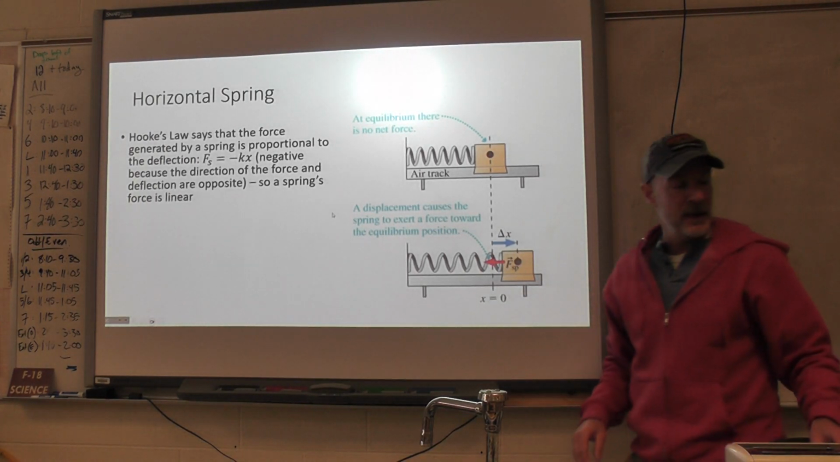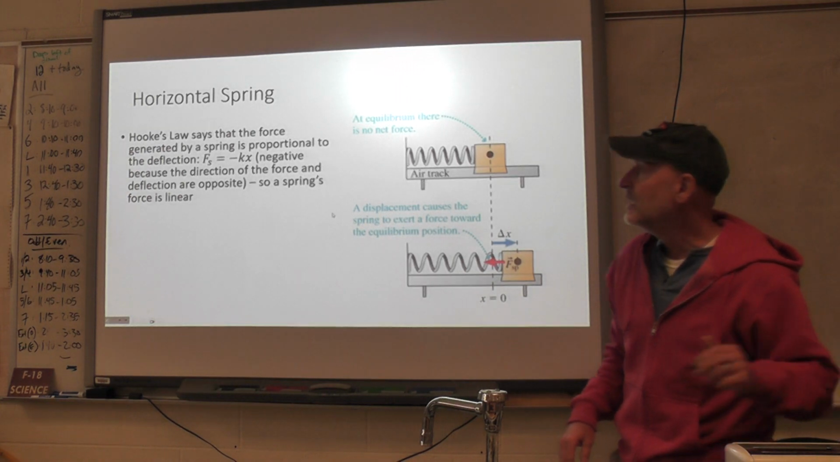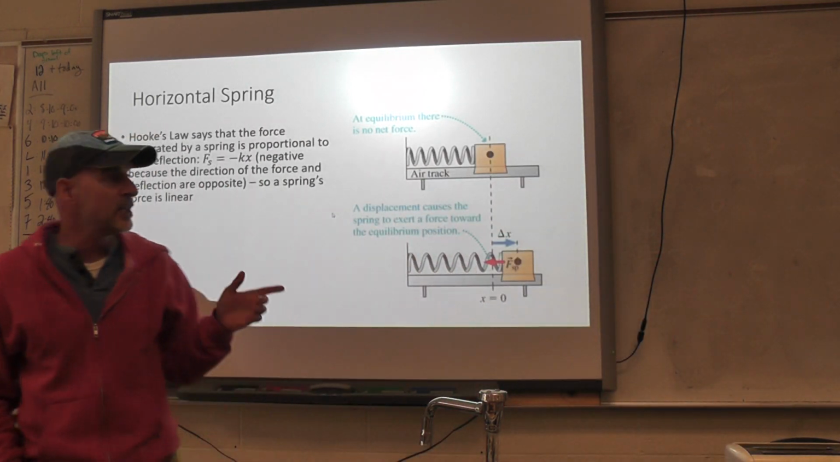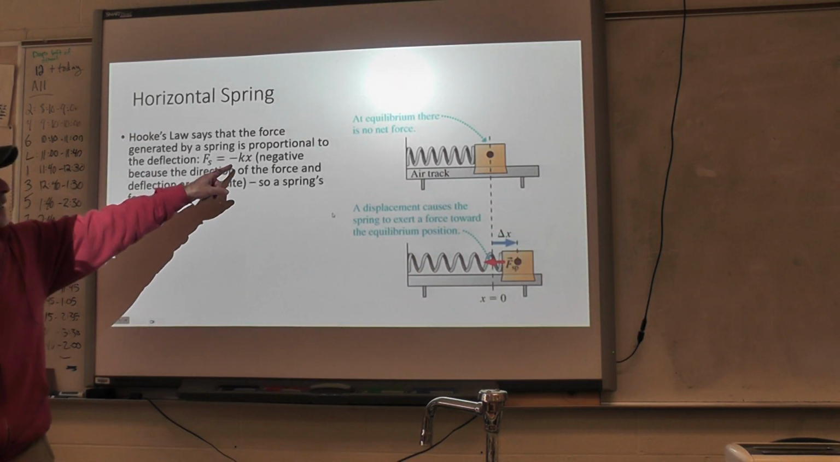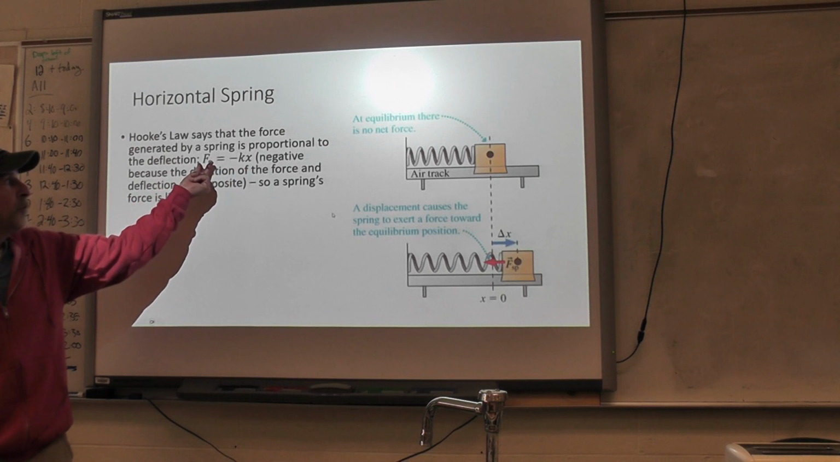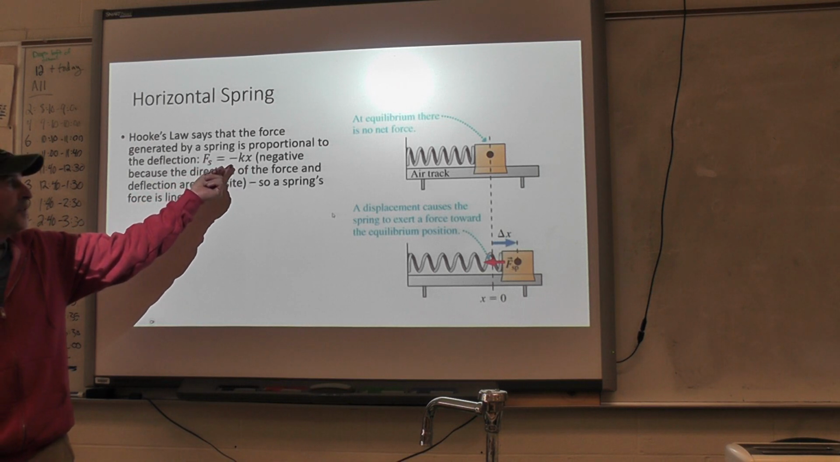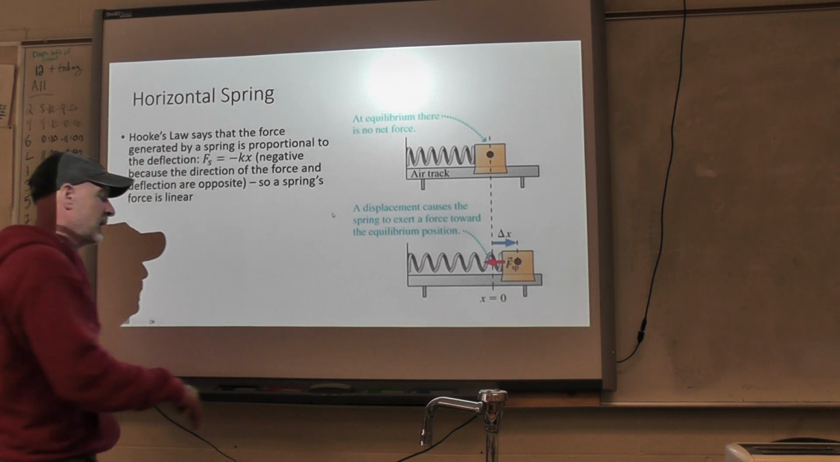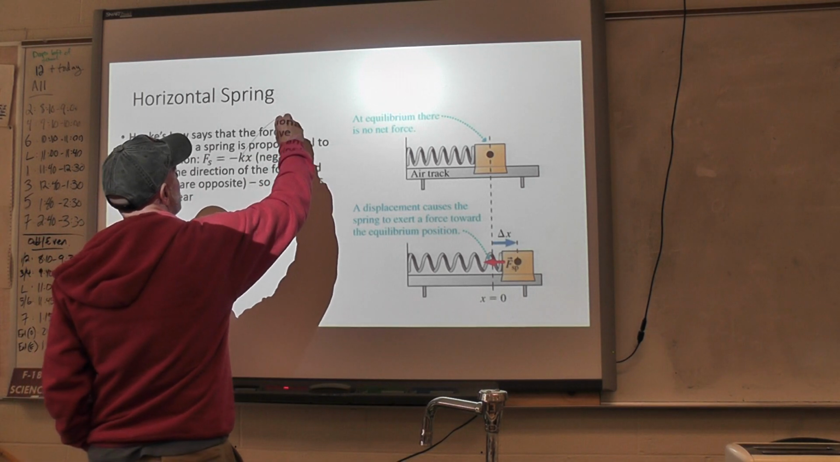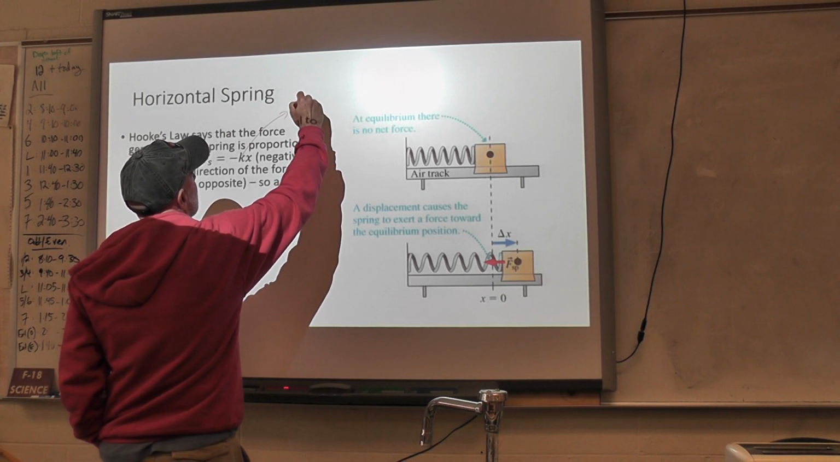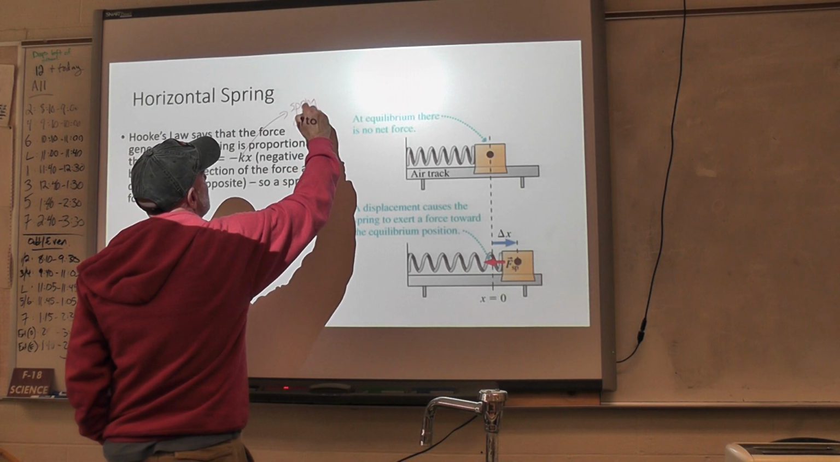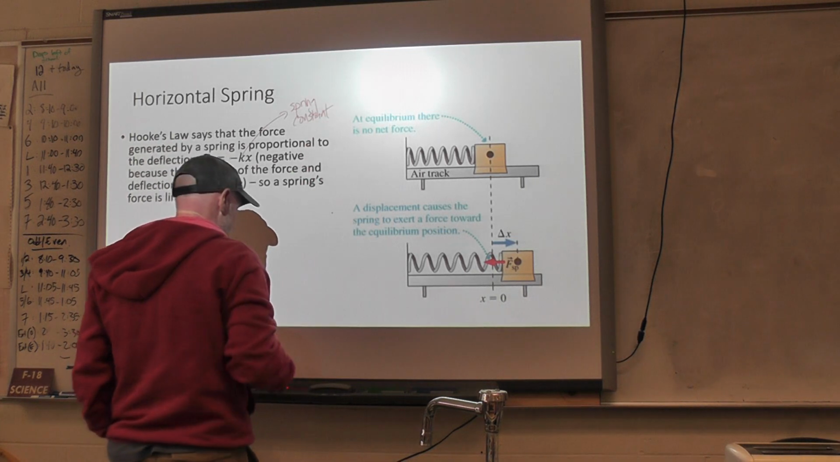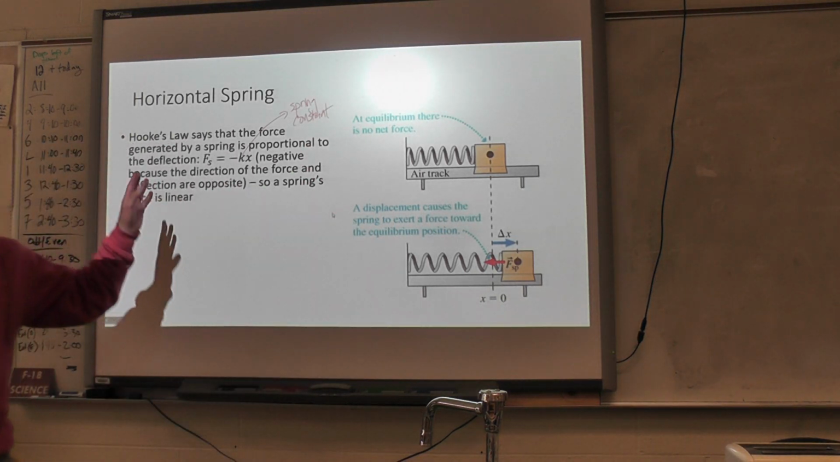And it turns out that that restoring force is linear with respect to the position of the object. This equation right here, the force exerted by a spring is equal to negative kx, is called Hooke's law. k is what we call the spring constant. And you'll see an example of this in just a second.